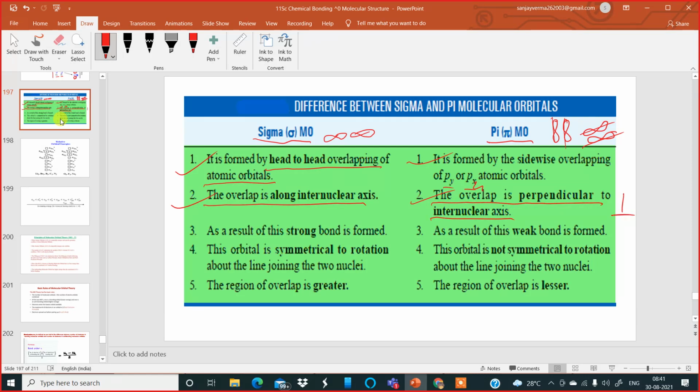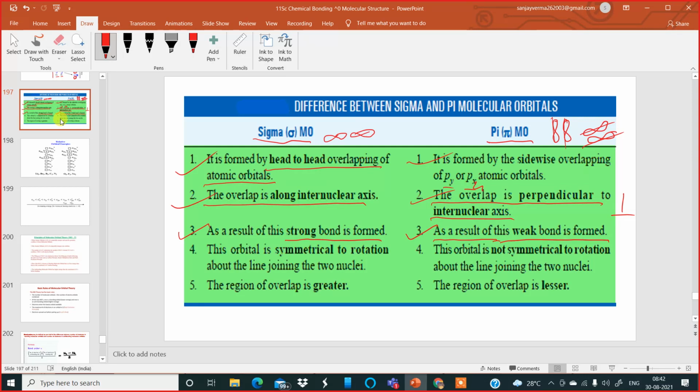It is perpendicular. Okay. Then number three, under sigma molecular orbital, as a result of this, a strong bond is formed. Whenever there is a formation of sigma bond, the bond which is formed is really a strong one. Number three, in the case of pi molecular orbital, as a result of this, pi bonds are weak, so a weak bond is formed.